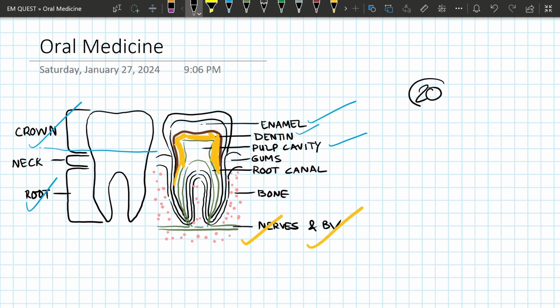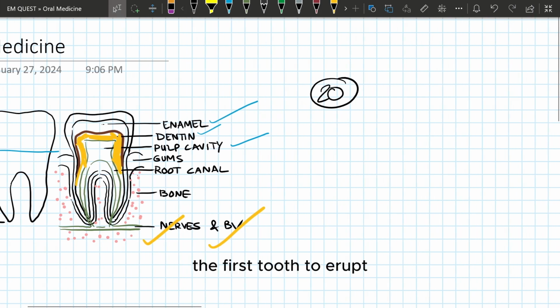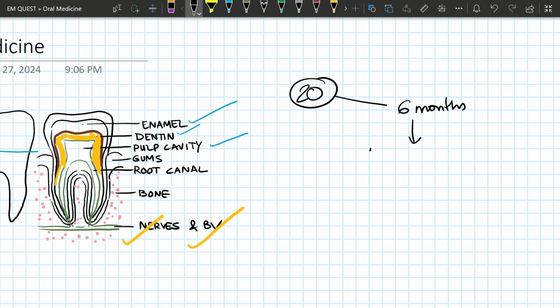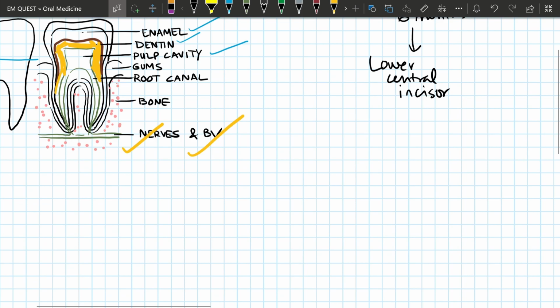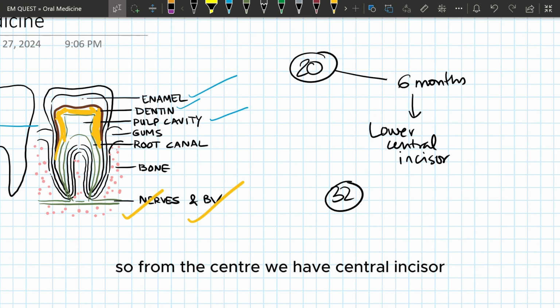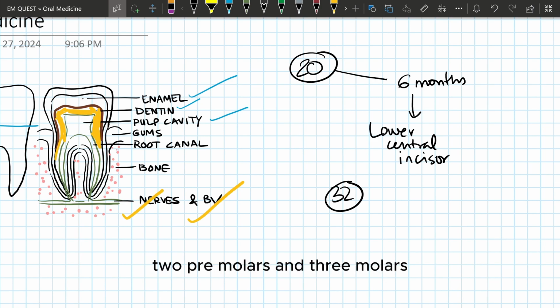As we discussed, we have 20 deciduous teeth. The first tooth to erupt, which happens at 6 months of age, is a lower central incisor. And we have a permanent set of 32 teeth. From the center we have the central incisor, lateral incisor, canines, two premolars and three molars. Premolars are also called bicuspids and molars are also called tricuspids.